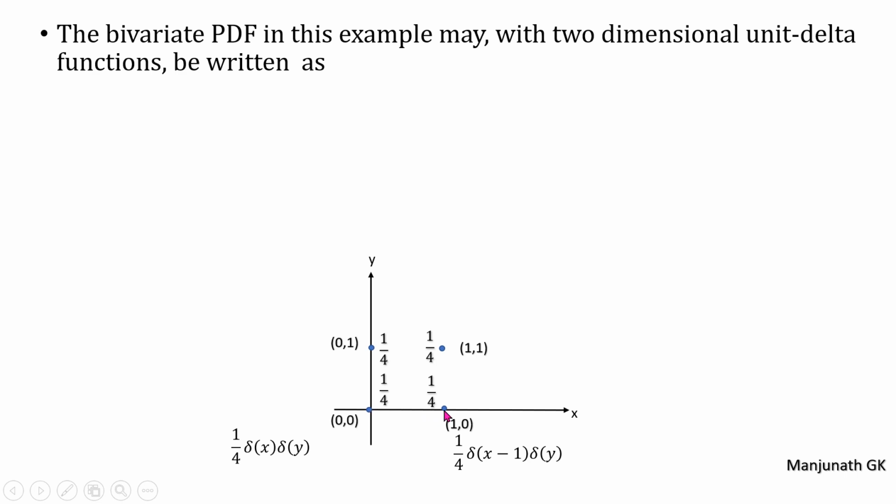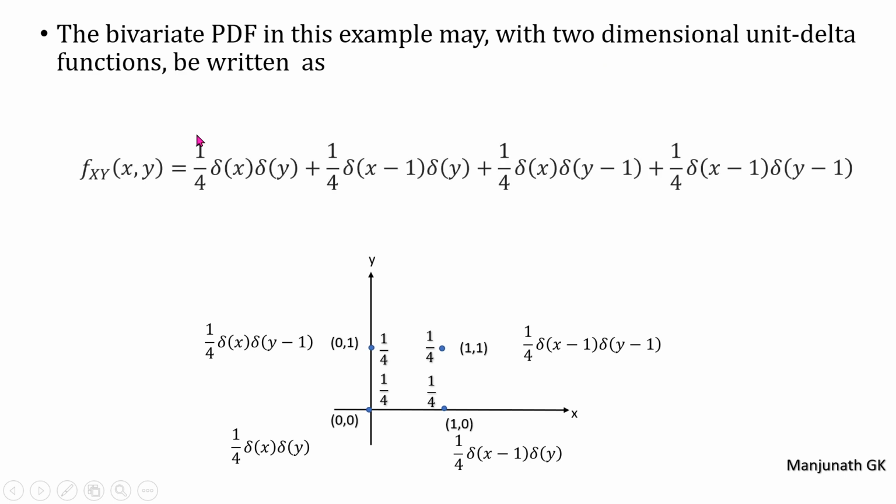For the second corner, delta x is a shifted version, shifted right by 1 unit. It can be written as 1 by 4 into delta of x minus 1 into delta of y. Here y is a shifted version, shifted 1 unit, so it can be written as delta of y minus 1. For the third point, both x and y are shifted versions, so the fourth corner can be written as 1 by 4 delta of x minus 1 and delta of y minus 1. So the given bivariate PDF can be written in terms of two-dimensional unit delta functions as a sum of all these functions. This will be the result and the first step for this given problem.